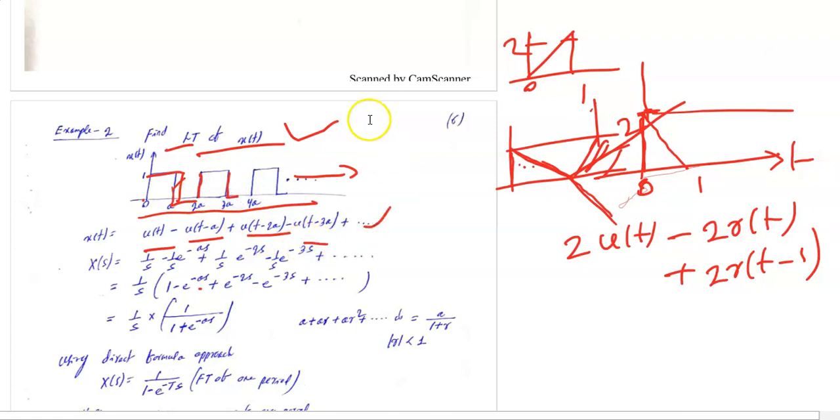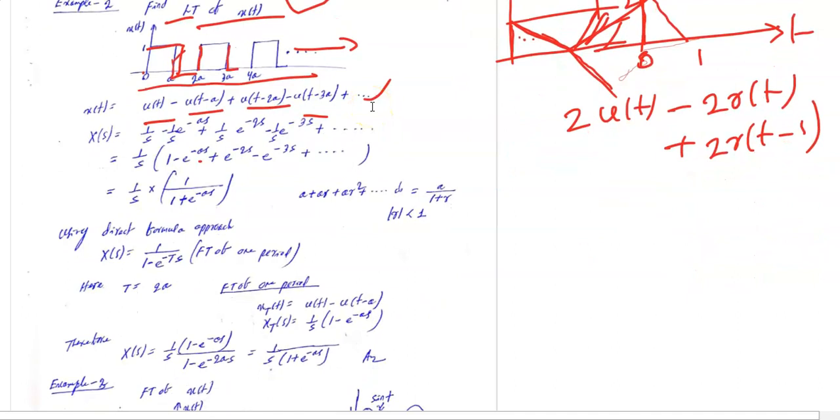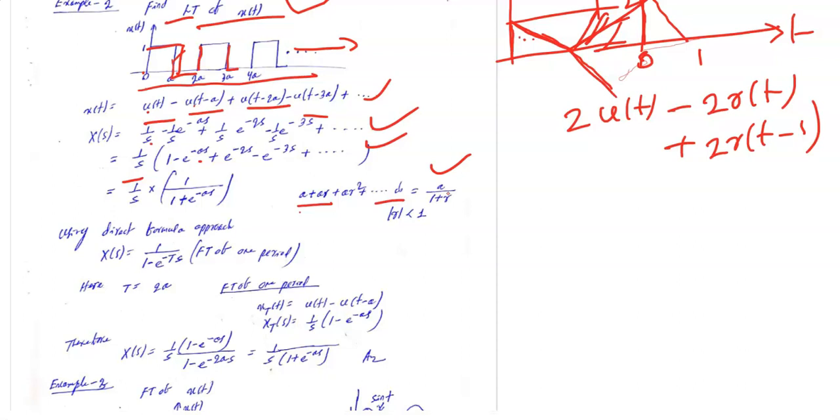So keep on going. Using the Laplace transform and its properties, u(t) gives 1 upon s, and u(t minus a) gives 1 upon s e to the power minus as. So take common 1 upon s, 1 minus e to the power minus as plus e to the power minus 2as, and so on. This is an infinite geometric progression series, a upon 1 minus r, or a upon 1 plus r.